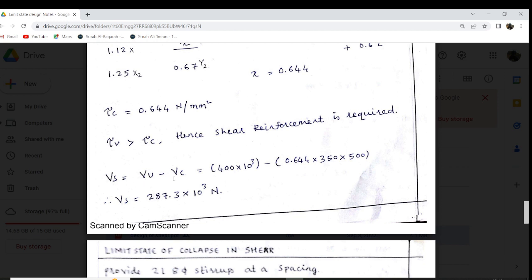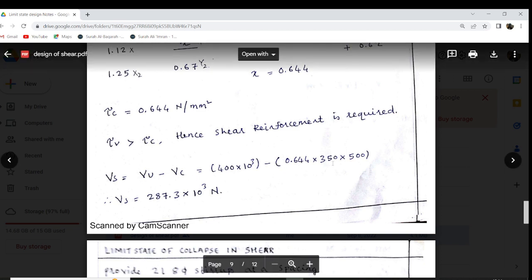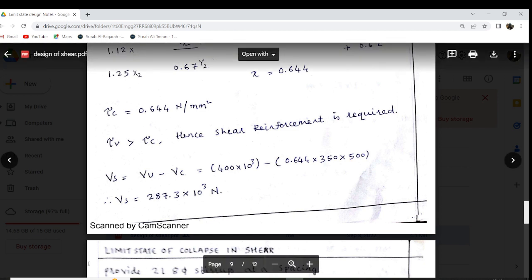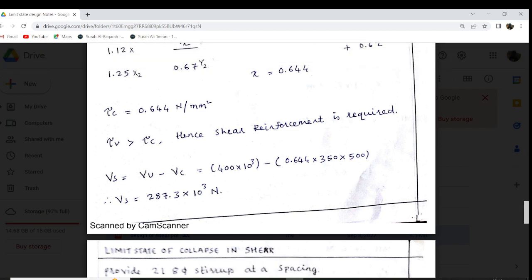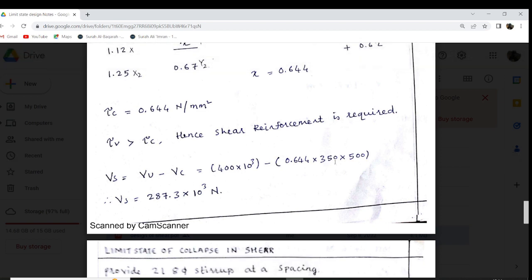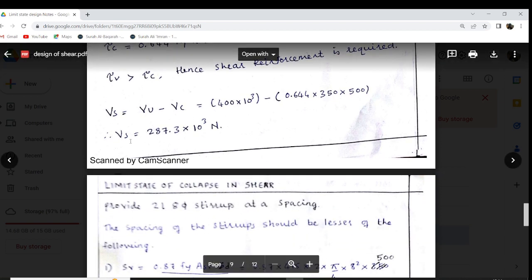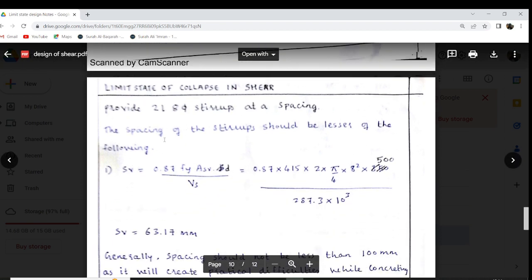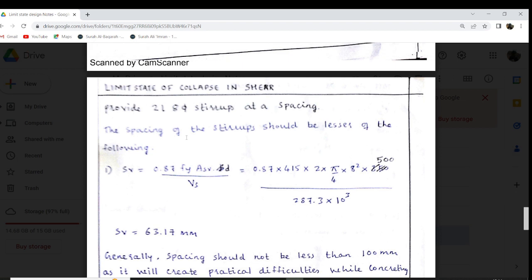VS equal to VU minus VC. What is VC? VC is tau c into B into D. In the design step, I have written it as VUC. This is VUS, and this is simply VU, and this is VUC. Okay, VU is given to you, and how to find VUC? Tau c into B into D. You will get VUS. Okay, so after getting VUS, we can provide the shear reinforcement.